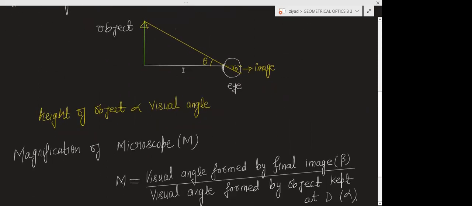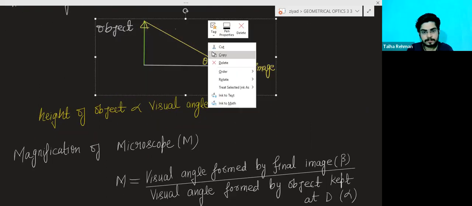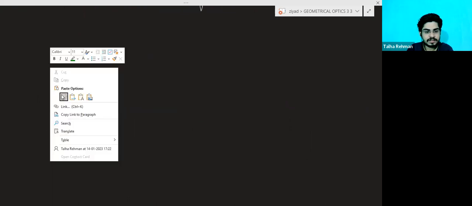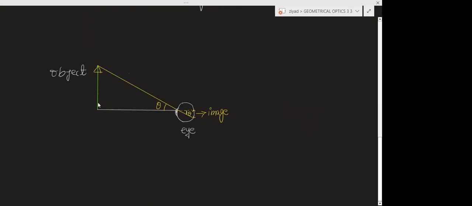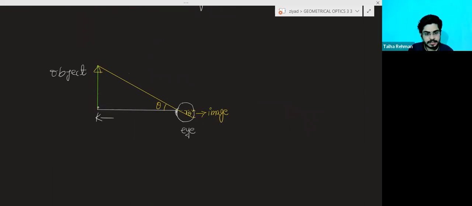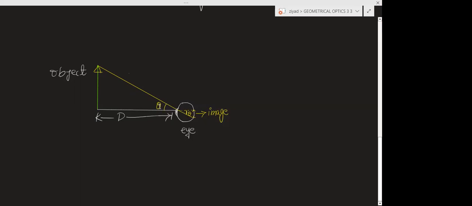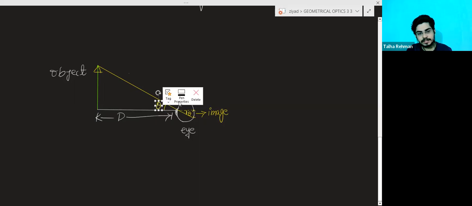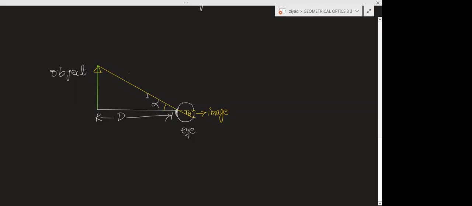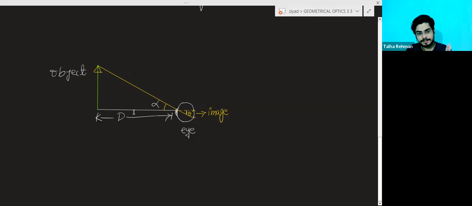Suppose this is your eye, and this object is placed at a distance of 25 centimeter, or D distance. This angle will be the visual angle formed by the object placed at a distance of 25 centimeter from your eye. This is known as the visual angle formed by the object kept at D, at a distance of D from your eye. This is alpha.